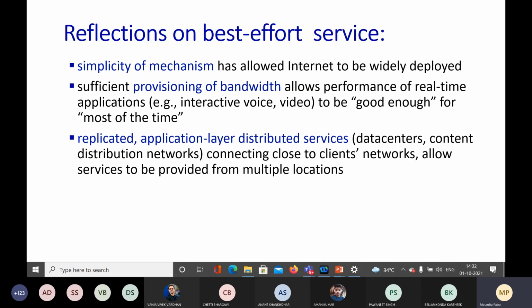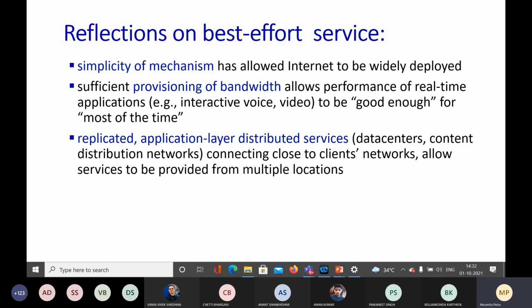And what is the third one? That is replicated application-led distributed services, okay, such as data centers, content distribution networks, etc. So what it does is connect close to clients' networks and allow services to be provided from multiple locations.